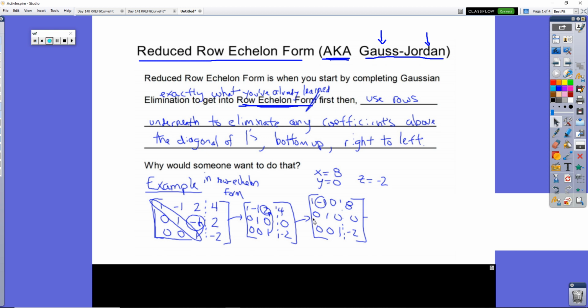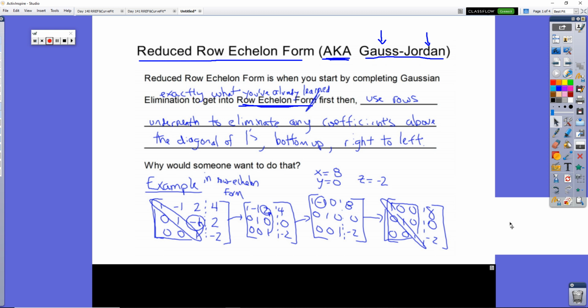And so you would use the middle row, since that's in the second column, to help you get rid of that -1. And we would simply add row 2 and row 1 together. 0 plus 1 makes 1, 1 plus -1 makes 0, 0 plus 0 makes 0, 0 plus 8 makes 8. So the top row would be 1, 0, 0, 8. And if you were to put the letters back into the top row at this point, it would tell you the answer for x is 8.